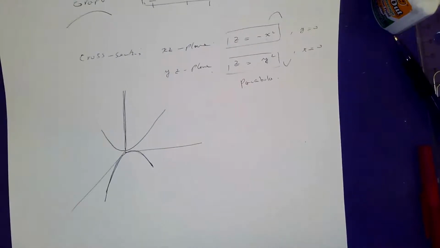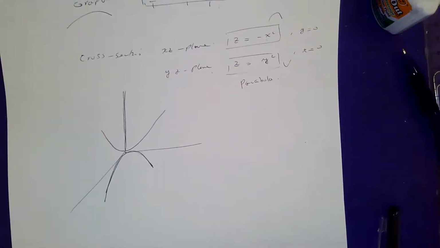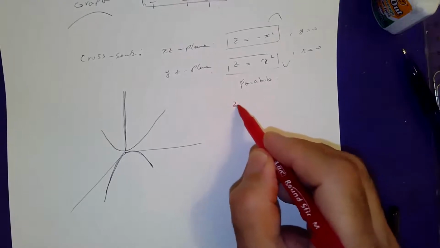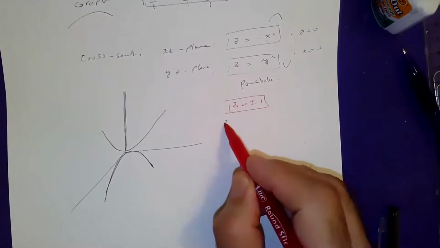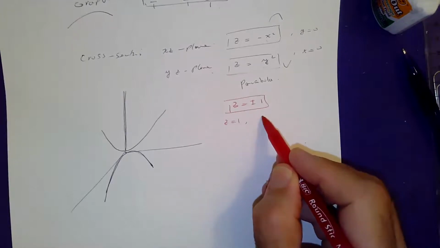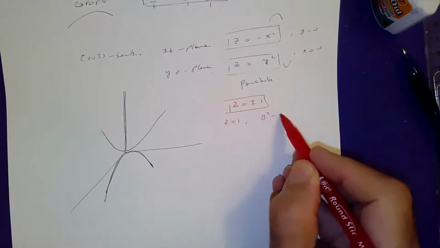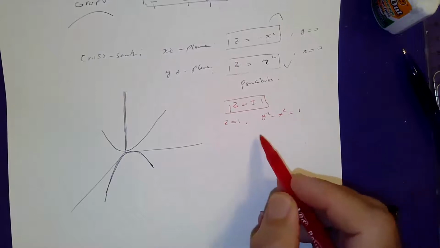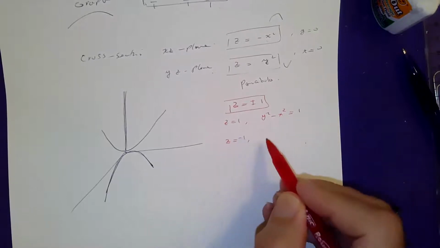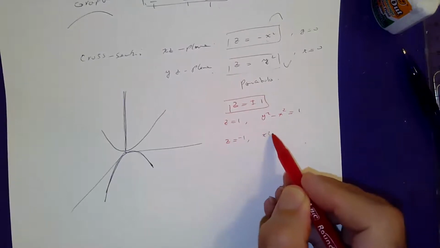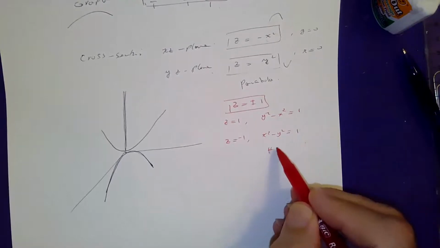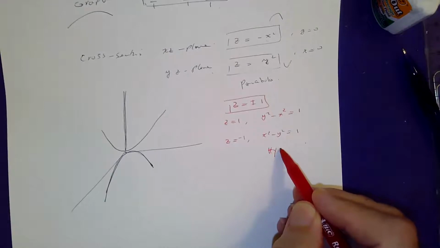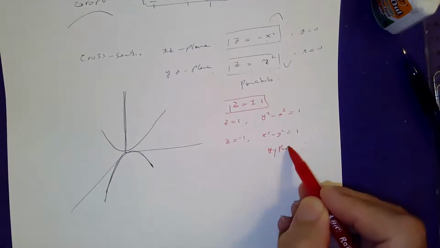Okay. But now I have to what? See what happens when z is equal to plus or minus 1. So when z is equal to 1, I get what? y squared minus x squared equals 1. When z is equal to negative 1, I get what? x squared minus y squared equals 1. And these guys are called hyperbolas.